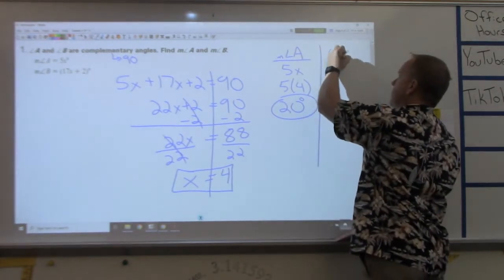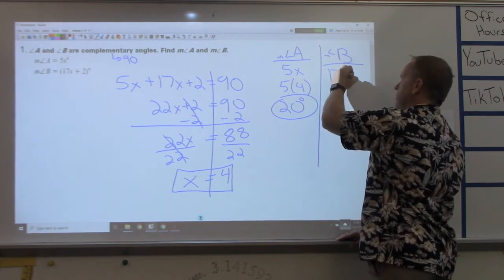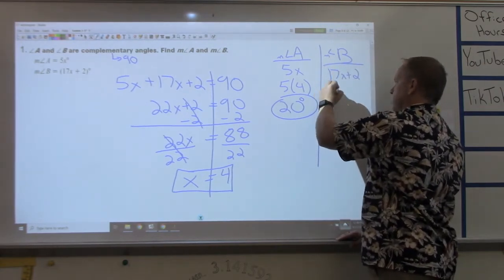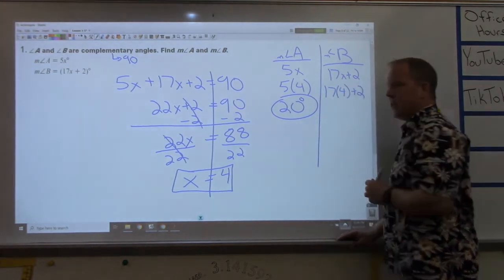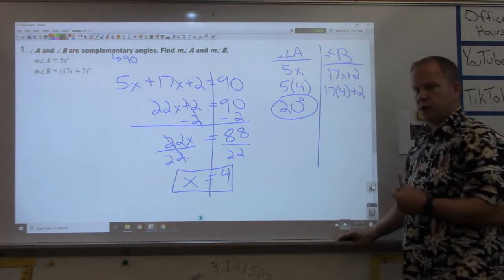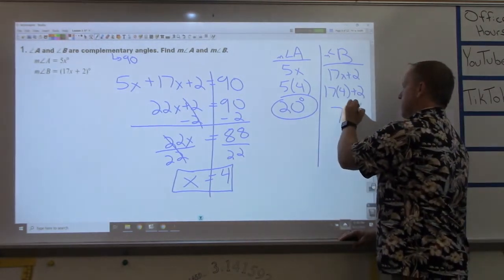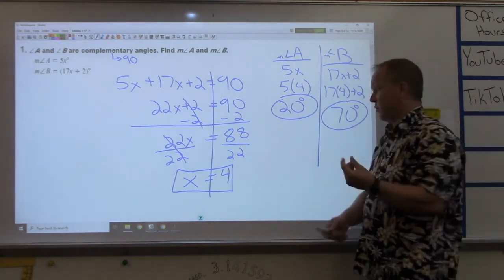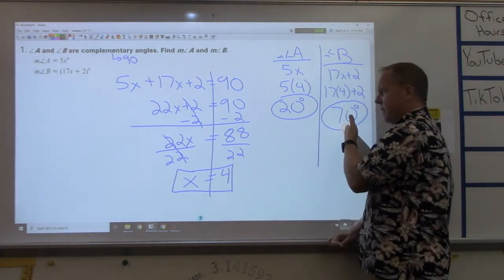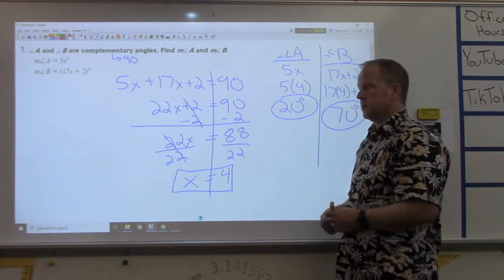Angle B was 17x plus 2. Substitute in 4. 17 times 4 plus 2. What do you get? Okay, yes, you got 70 degrees. But now we can make sure our answer is correct. 20 plus 70 is 90. So this was correct. Good job.